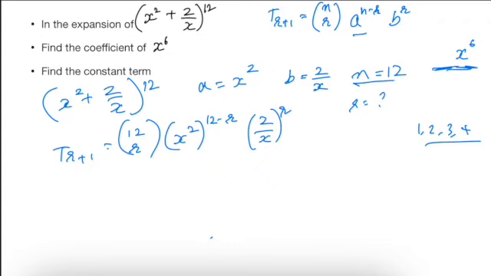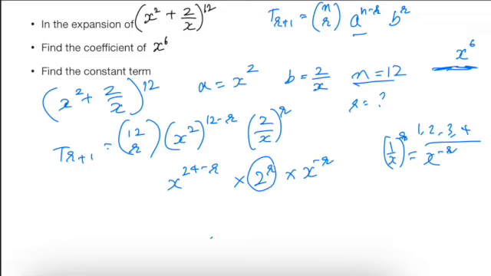Let's expand this. x to the power 24 minus 2r, into I'll write 2 to the power r, into you can write 1 by x to the power r as x to the power minus r. This again we're going to ignore because this is a constant. Okay, this is some number. So this becomes x to the power 24 minus 2r minus r. So they're saying this has to be equal to x to the power 6.